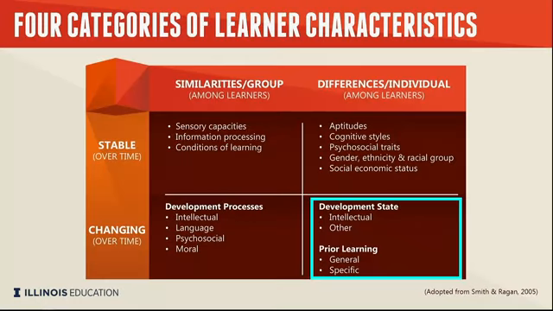A group of learners can go through similar developmental processes. For instance, they have gone through certain schooling. However, the outcome of the developmental process might be different among individuals. Therefore, there are differences among individual learners in terms of their intellectual levels as one of their developmental states.